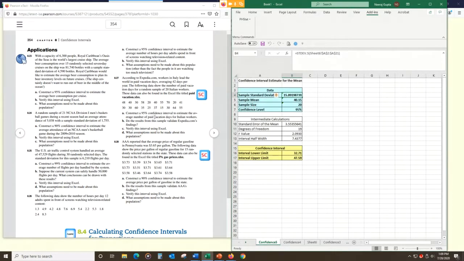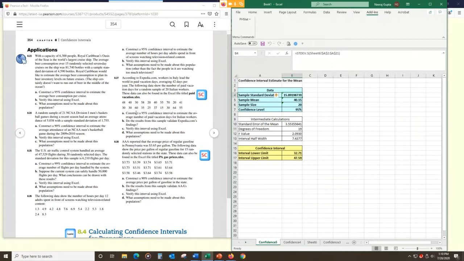So now I have the confidence interval. My confidence interval is 32.71 to 47.59. Does it validate Expedia's claim? Expedia said averaging 42 days. Yes, it is within the confidence interval, so yes, it does validate.